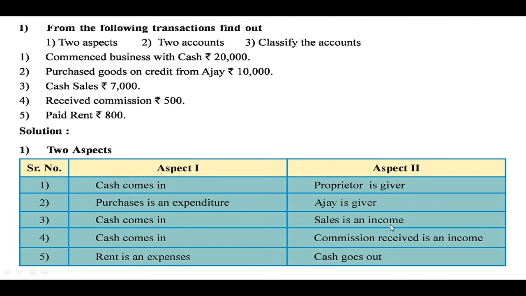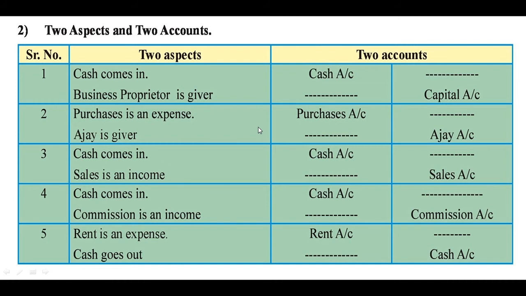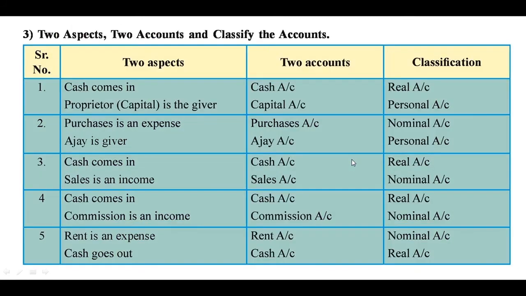Now on the next page, we are going to identify which two accounts are involved. First is the cash account and second one is the sales account. As you know, cash we can see, we can touch and we can feel. So cash is a real account. And sales is the income. All the incomes and expenses are nominal accounts. So this is the classification of accounts for the third transaction.